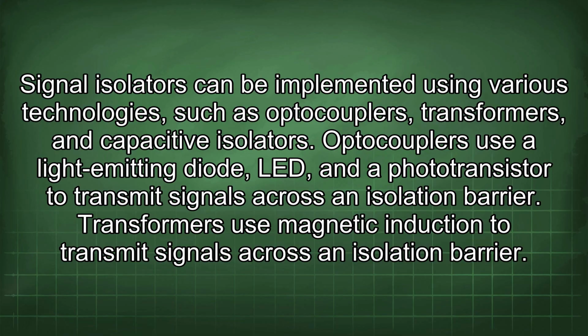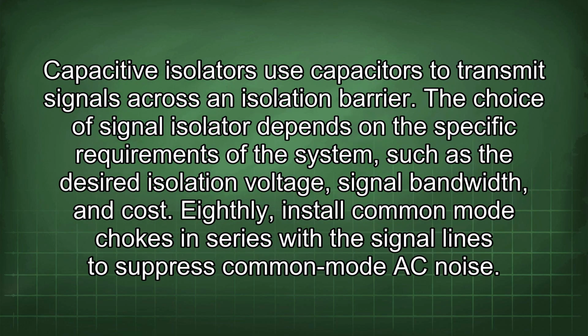Signal isolators can be implemented using various technologies, such as optocouplers, transformers, and capacitive isolators. Optocouplers use a light-emitting diode, LED, and a phototransistor to transmit signals across an isolation barrier. Transformers use magnetic induction to transmit signals across an isolation barrier. Capacitive isolators use capacitors to transmit signals across an isolation barrier. The choice of signal isolator depends on the specific requirements of the system, such as the desired isolation voltage, signal bandwidth, and cost. Eighthly, install common mode chokes in series with the signal lines to suppress common mode AC noise.